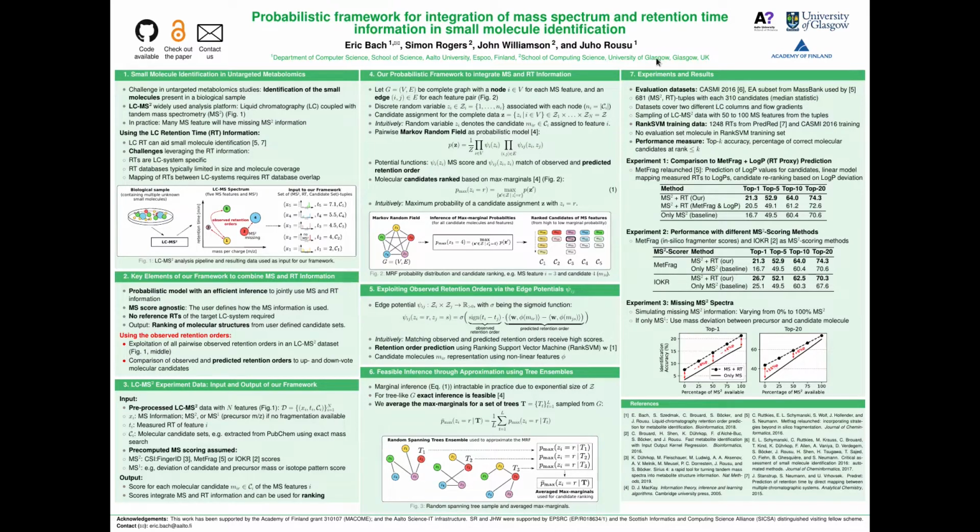So just a few words on the results. We evaluated this on MassBank data, CASMI 2016, and also another dataset from MassBank, and we can observe that our score integration framework can significantly outperform the metabolite identification performance compared to only using MS information in different setups, here described in experiment 1, 2, 3.